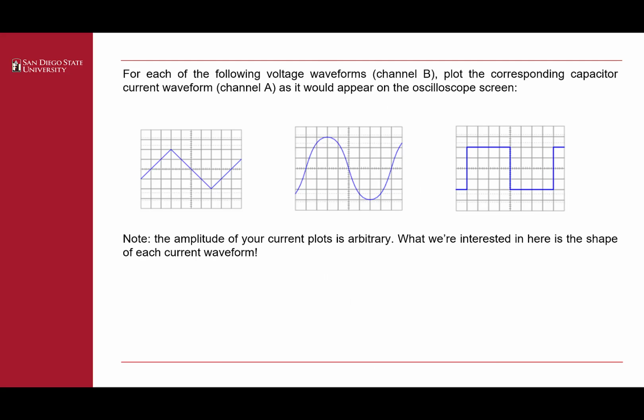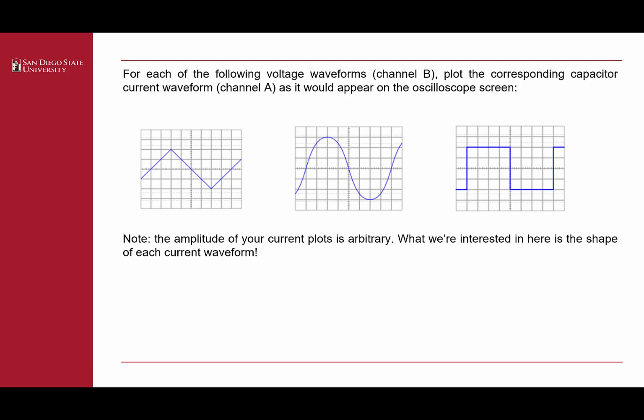In the example, we have three different voltage waveforms shown in the charts on this page. And for each of these voltage waveforms, which are obtained from, let's say, channel B of the oscilloscope, the question asks us to plot the corresponding capacitor's current waveform observed from, let's say, channel A, as it would appear on the oscilloscope screen.